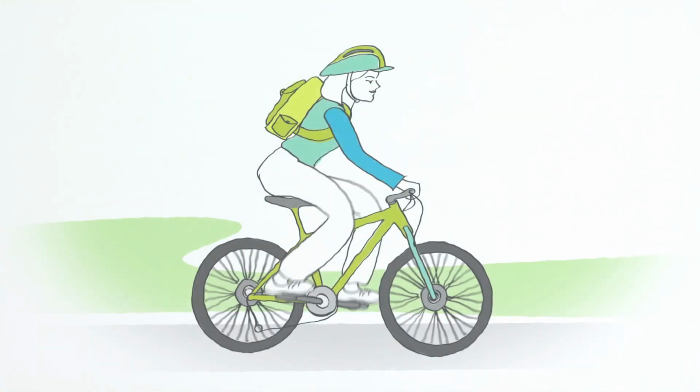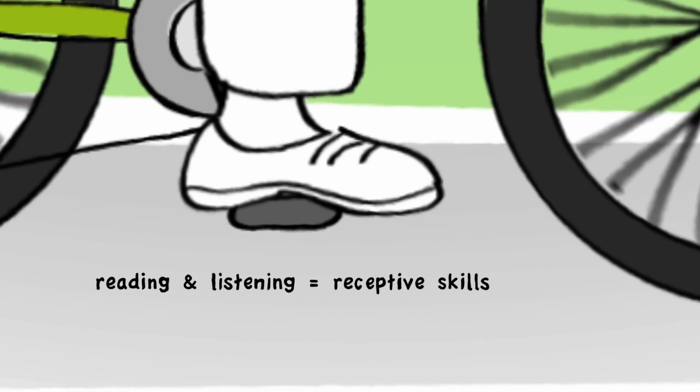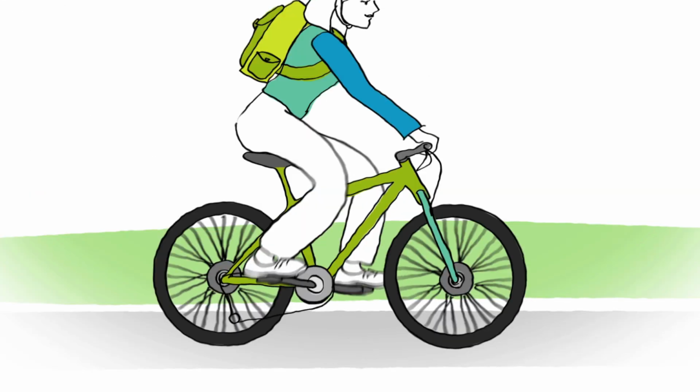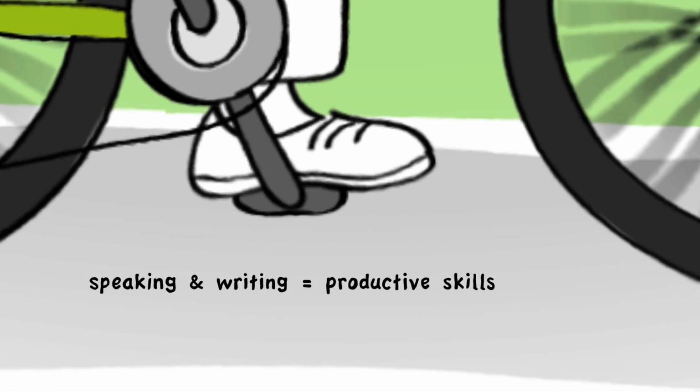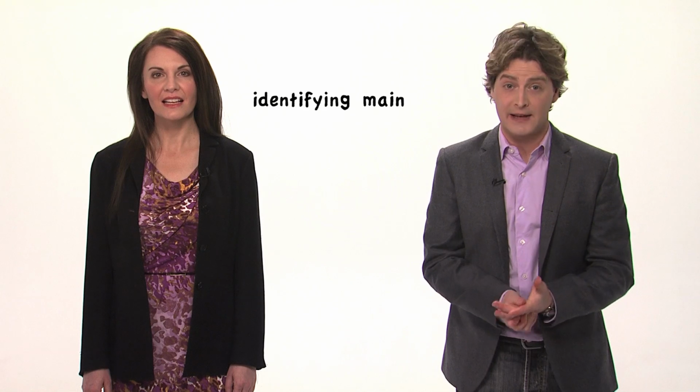Language skills can be compared to 2 pedals on a bike. Both pedals are needed to move forward in the world of English. On one pedal, we have reading and listening. We call reading and listening receptive skills because through them, we receive language. The other pedal is writing and speaking. These are productive skills. With these, we express our thoughts to others. This video and the next one are mainly focused on the receptive skills, listening and reading. And one of the most important listening and reading strategies is identifying main ideas.